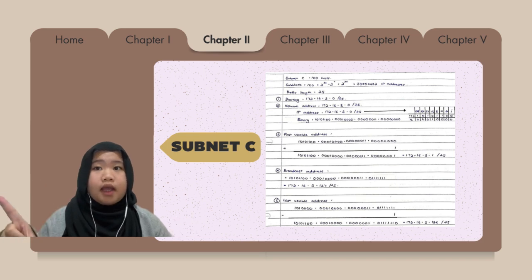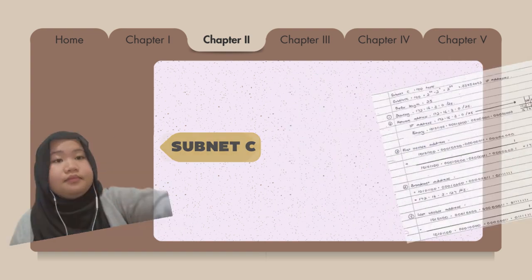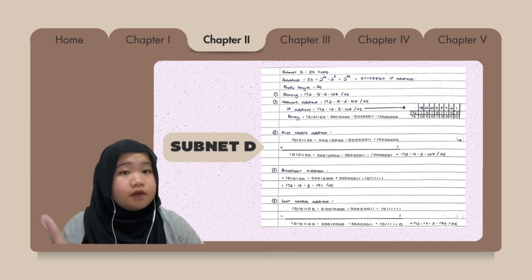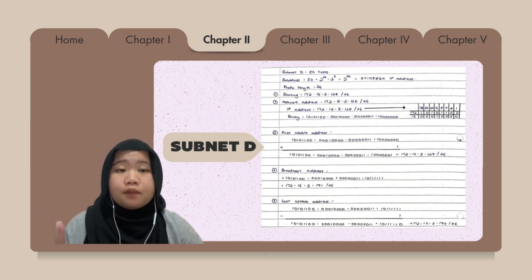And then lastly, for the last usable address, you're going to take the binary form, and then you're going to subtract 1. And then after you're done with your calculation, you would get 172.16.3126/25.